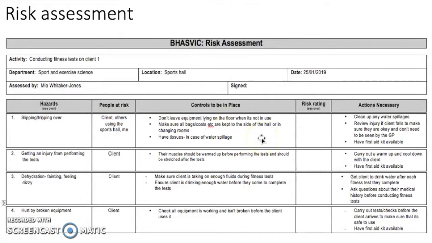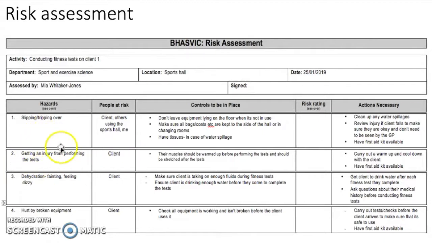Make sure all bags and coats are kept to the side of the hall or in the changing room so you can't trip on them. And have tissues in case of water spillages or anything like that, which could result in tripping or slipping over. Then the action necessary is to clean up any water spillages if there are any. If an injury does occur, if someone does trip over, you make sure the client is okay, and if it's worse than that, that they are seen by a GP or similar. And always have a first aid kit available if something does happen.